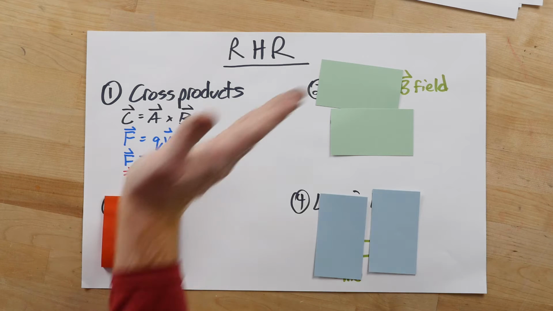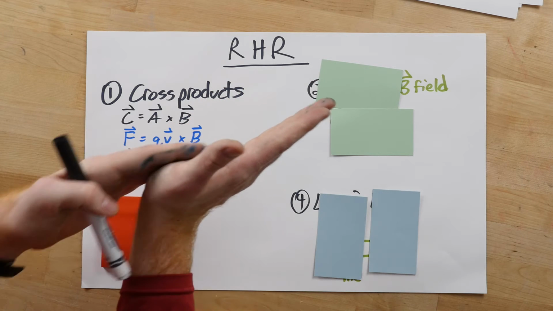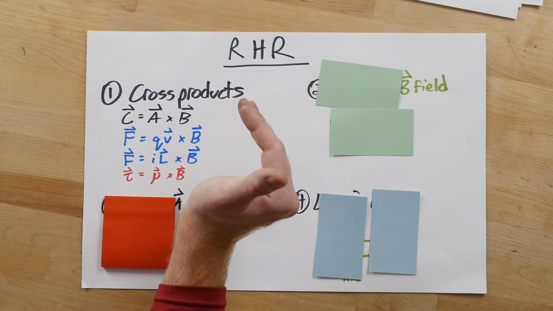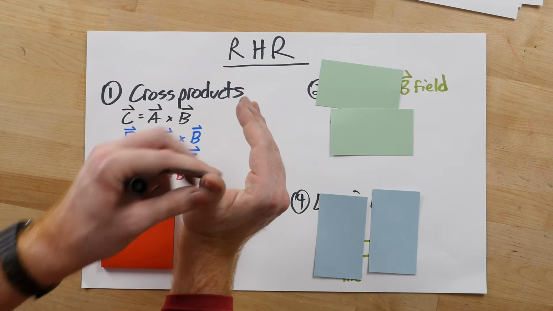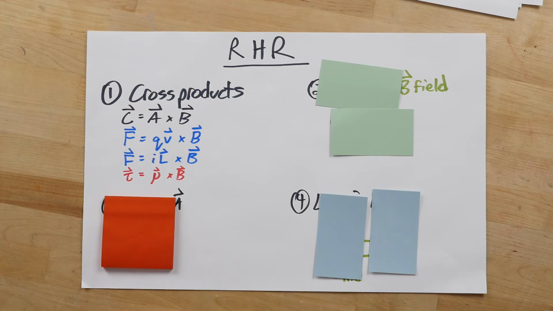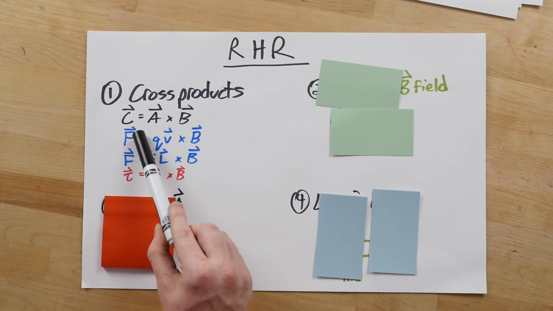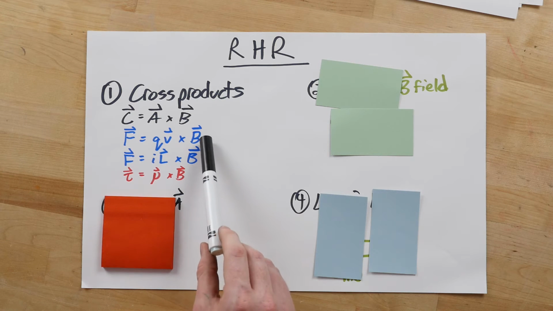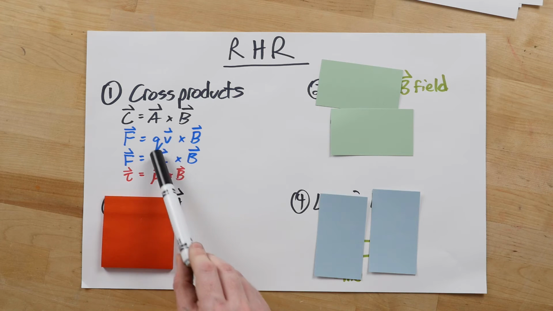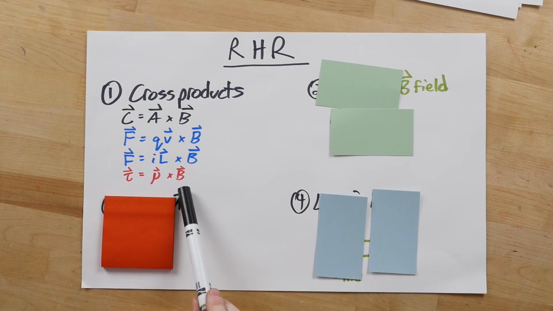Point your hand in the direction of the first vector, A, so this part of my hand, curl my fingers in the direction of B, so just this part, and my thumb will point in the direction of C, the cross product. We have a lot of different torques or cross products that we've seen here. So we have Lorentz forces, which dictate how magnetic fields exert forces on moving charges. And we also have the torque on a dipole in an external magnetic field.